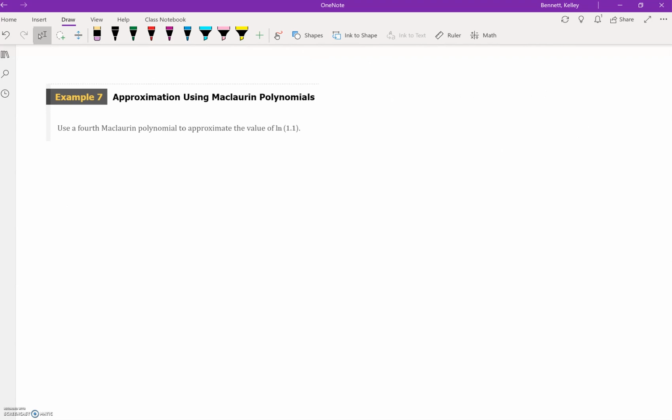So the next example is a little bit of a trick question. We want to approximate the value of the natural log of 1.1. But it's also telling us to use a Maclaurin polynomial. So we know that we have to center it at 0. But look at our value, 1.1. That lets us know that we should let f of x be equal to the natural log of x plus 1. So this way, if we center this function at 0, we're going to be very, very close to 1.1 because we'll be at ln of 1.